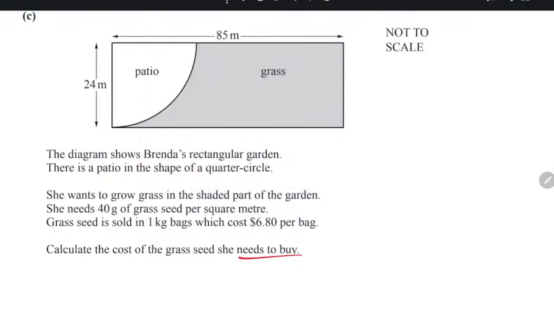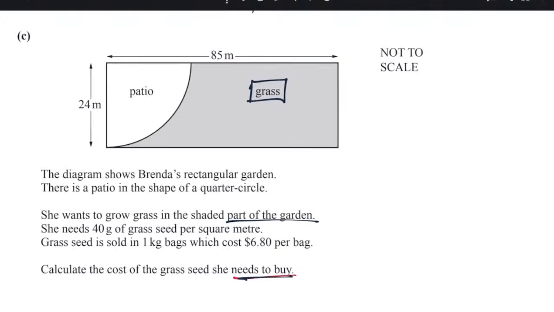Right. Where does she want to put the grass? Yeah, they just said calculate the cost of grass seed she needs to buy. All right. She wants to grow grass in the shaded part. So she wants to grow grass here. So now let me tell you, there's this secret which will never change. The part which they want, there is no way of getting it. The only way of getting it is subtracting the other parts. So ignore this shaded area. You're not going to get it. There's no way of finding that area.